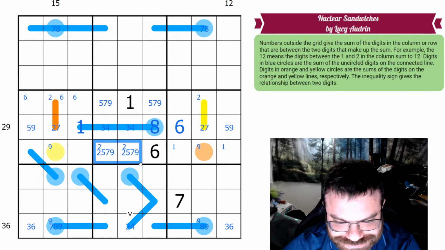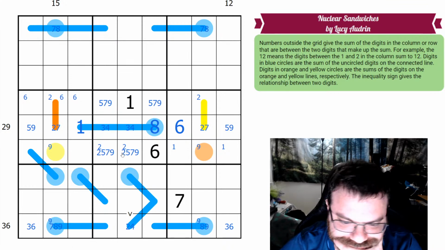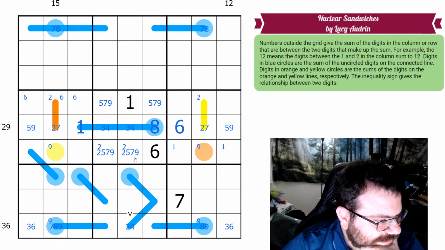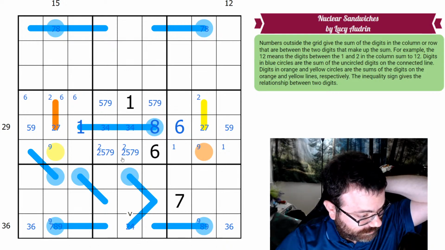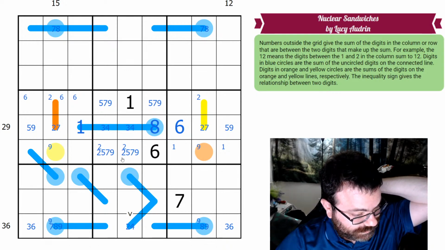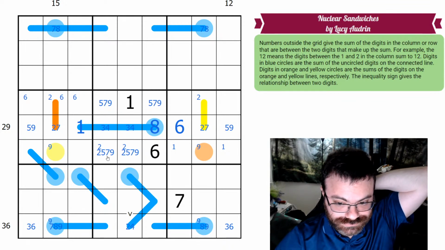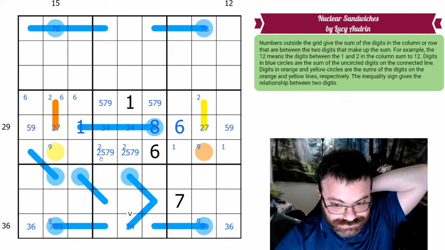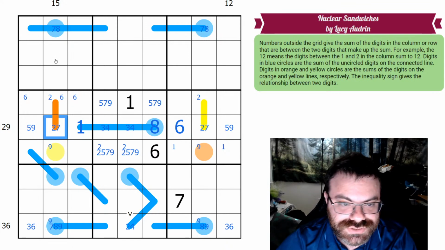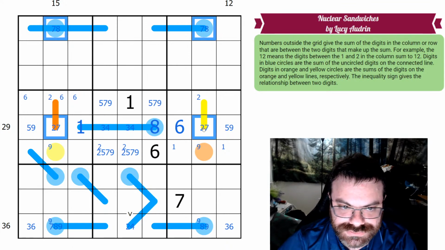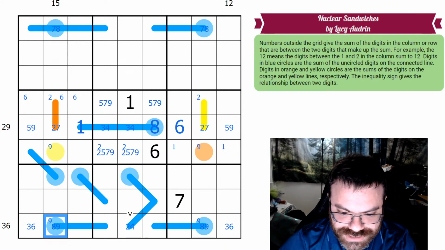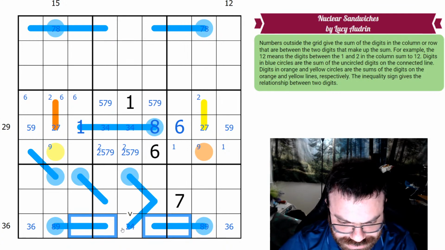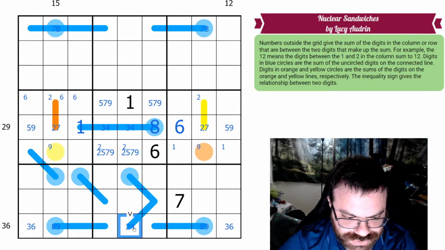That's true. These are now an X-Wing on 7s. So that's not a 7. Okay, so maybe I can do more on this row then, because we know the 8-9 meant this had to be a 2 if I remember right.